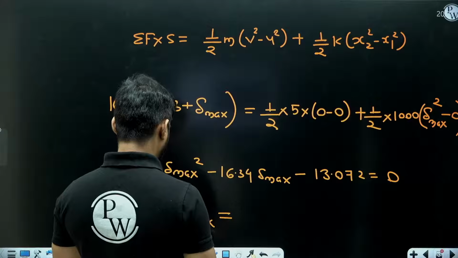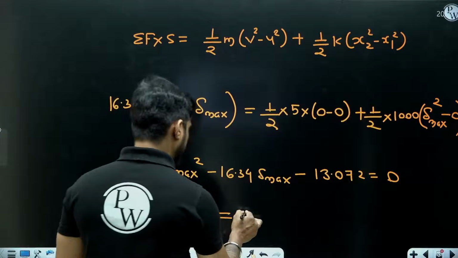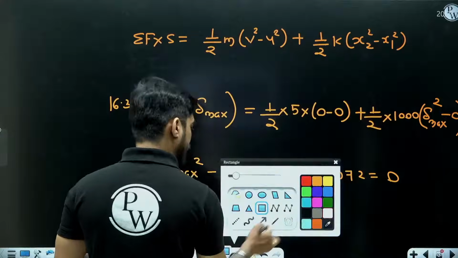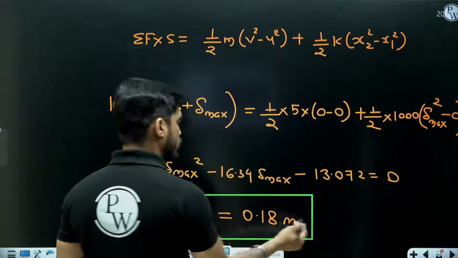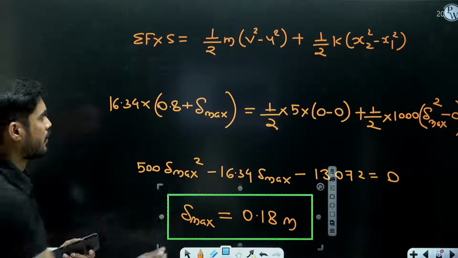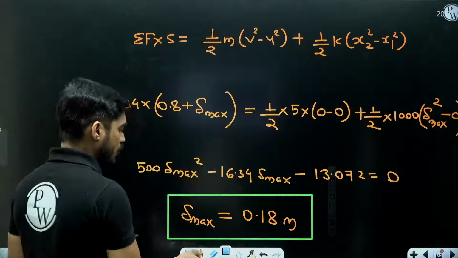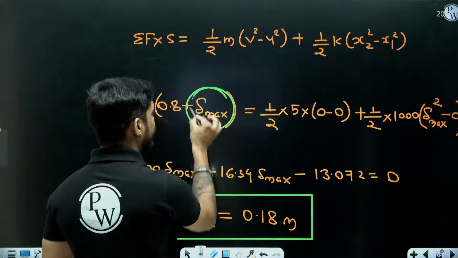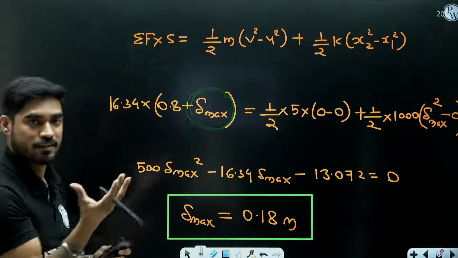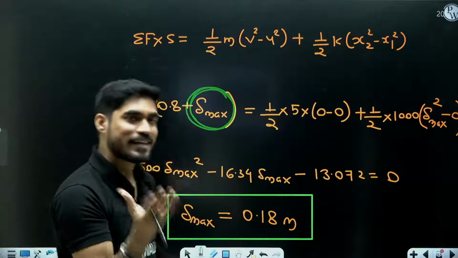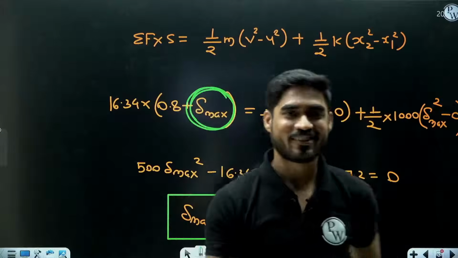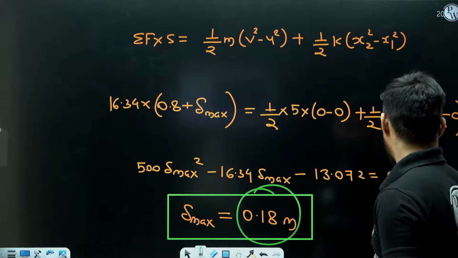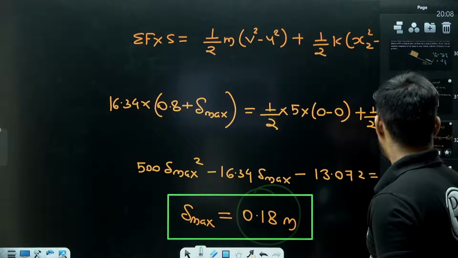See, you are getting two values of delta max. One is positive, one is negative. You have to use the positive value only, because delta max is actually considered as a distance. Don't think that compression means negative. Here you have written delta max as a distance. So if delta max is a distance, it cannot be negative. So that's why you have to use the positive root only, 0.18 meter. Let's move on to the next question.